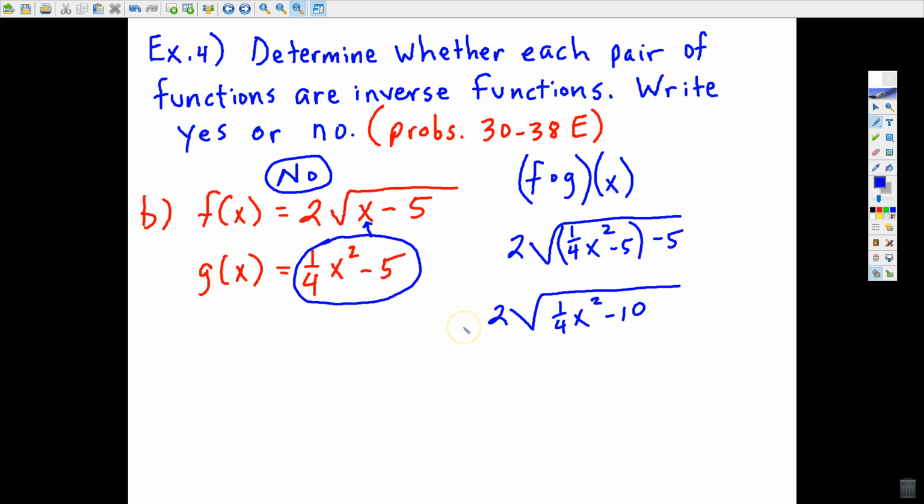Okay, so again, make sure that you test both. If you end up with x when you do the first composite, you need to make sure that you go ahead and do the other, because it may turn out that the first composite becomes x after you simplify, but when you turn it around and do it the other way, it does not. And in that case, those would not be inverse functions.